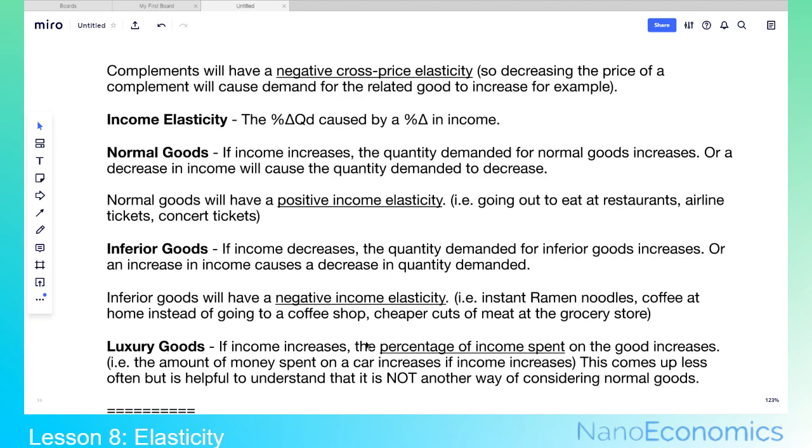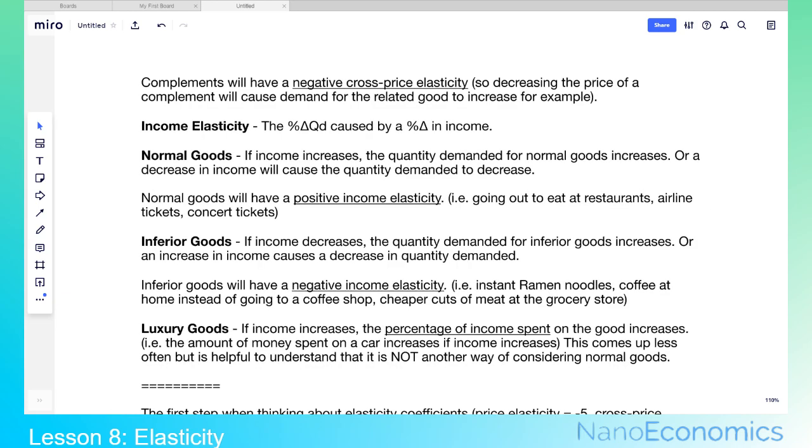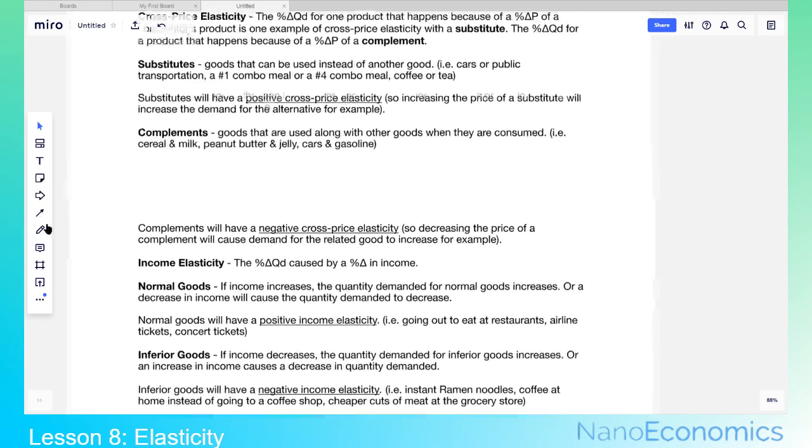But it just helps to understand in advance that luxury goods are essentially goods that when your income increases, you decide to spend a greater percentage of your income on those goods. So a lot of times people's luxury goods might be a car or a home, where if you get a new job, you might decide to buy a new house or buy a new car or something like that. So really that is what I wanted to present today in this lesson.